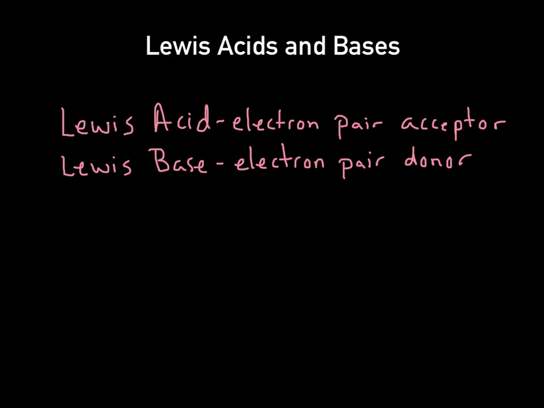There's another definition that is even broader for acids and bases, and this one doesn't even have to have anything to do with hydrogen in it. A Lewis acid is an electron pair acceptor, and a Lewis base is an electron pair donor. I just want you guys to know that those do exist, and we won't be using them in this class, so you don't even have to worry about it.